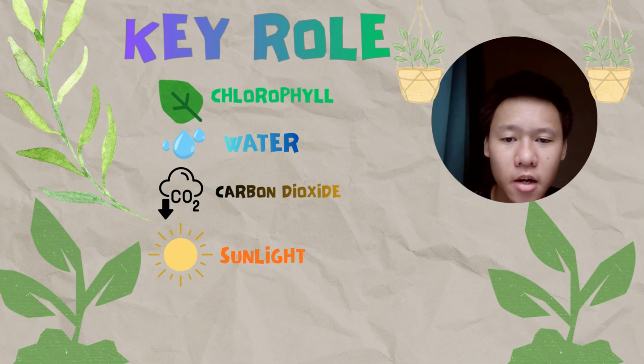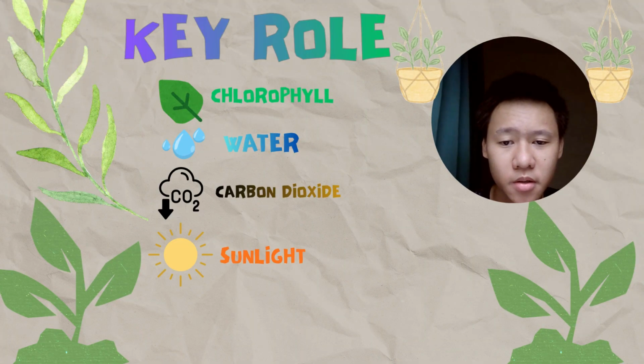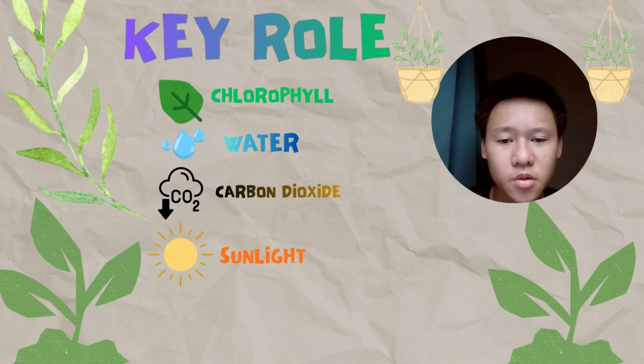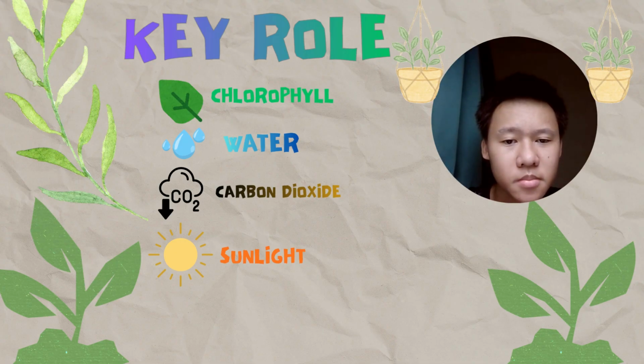After that, carbon dioxide is fixed in the Calvin cycle, that is in the dark reaction. Other than that, it provides carbon atoms to build glucose. Lastly, sunlight. Sunlight is a primary energy source. Besides that, it drives the light-dependent reaction.